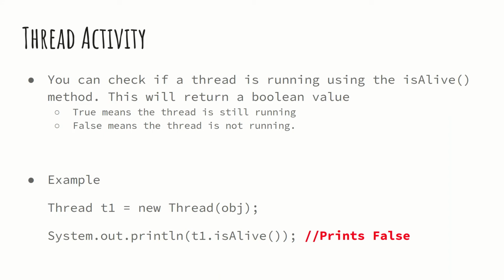You can also check the activity of a thread using the isAlive method, and this will return a Boolean value. If you get true from this, that means the thread is still running. If you get false from this, that means the thread is not running. So here, if we do Thread t1 = new Thread(obj), and we do System.out.println(t1.isAlive()), that will print false because t1 currently has nothing going on.